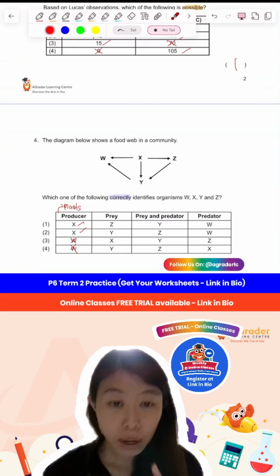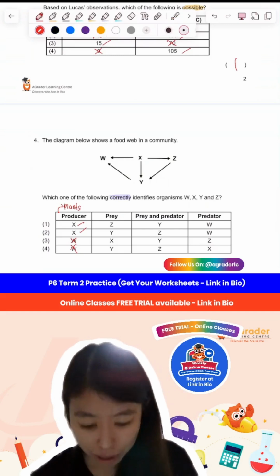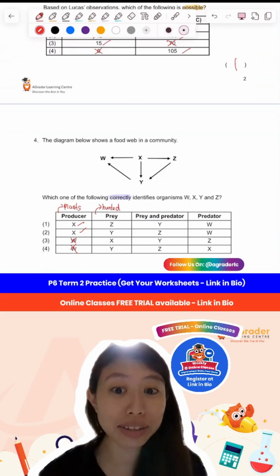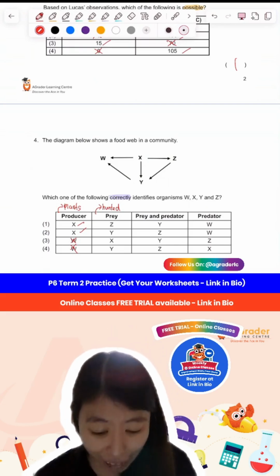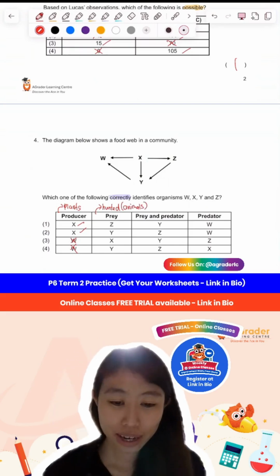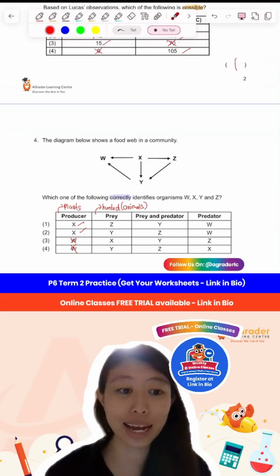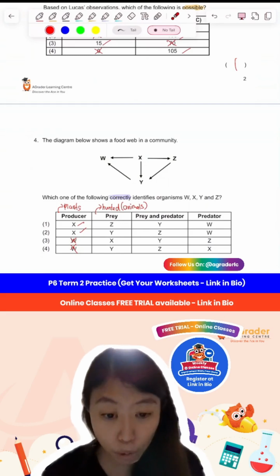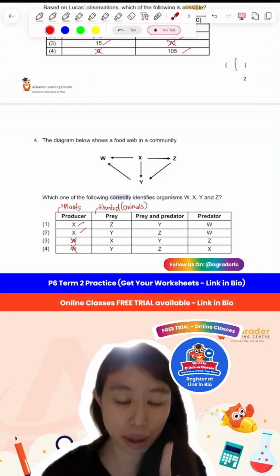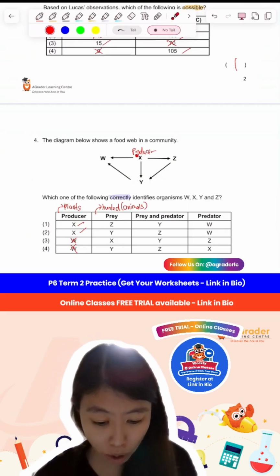Now a prey means that it is something that is being hunted, and not haunted. Hunted by other animals. So which one is a prey only? It gets eaten up by another animal. This one I want prey only. There's only one prey here. We know that this is a plant already. This is a producer. So a producer cannot be a prey.